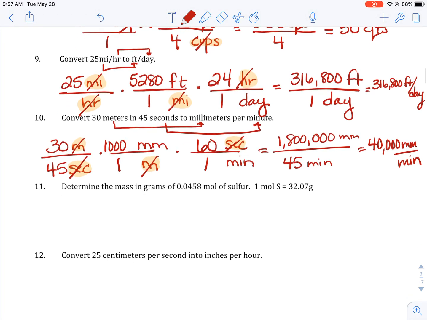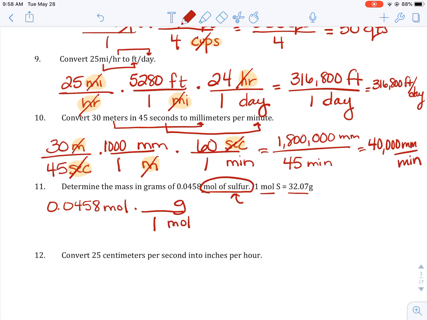11, determine the mass in grams of 0.0458 mole of sulfur. So we talked about how the reason why we're using this method is because it's the one you will see in chemistry. Here's an example of chemistry. A mole is a unit of measure in science. The mole's equivalency changes based on the element from the periodic table that you're dealing with. So sulfur here. So if I were to do the conversion, I'm starting with 0.0458 mole of sulfur. I'm going to note that mole is currently in the numerator, so I'm going to put it in the denominator, and I'm trying to turn it into grams.